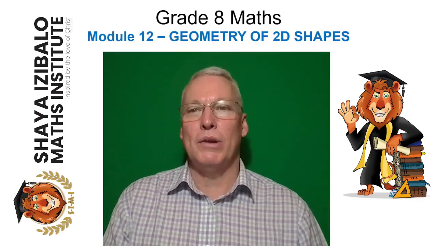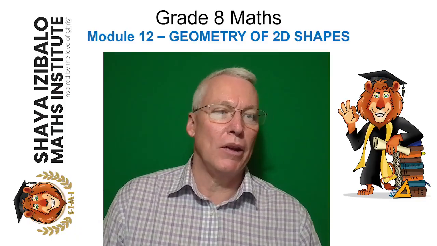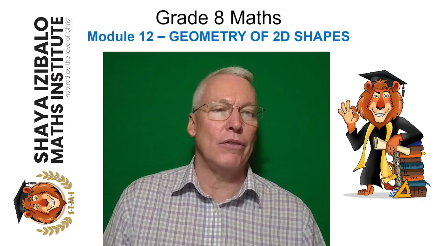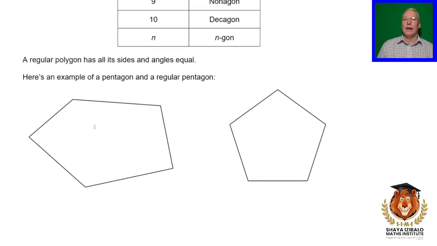So welcome back, and we're now going to look at many-sided shapes, and we're going to look at the sum of the angles of these shapes. We're on page 109, and we've got names for these shapes. We obviously know about a triangle, three-sided, quadrilateral, four-sided, pentagon, five, six, hexagon, etc. All right. Now, here's an example.